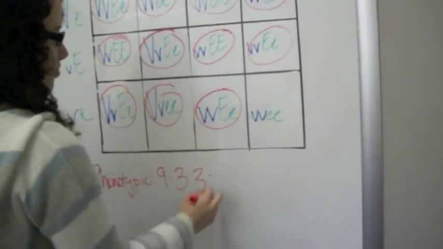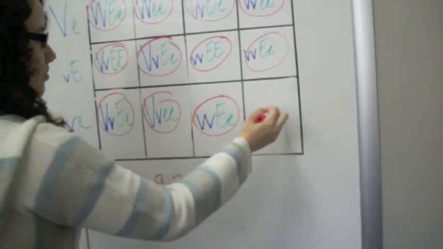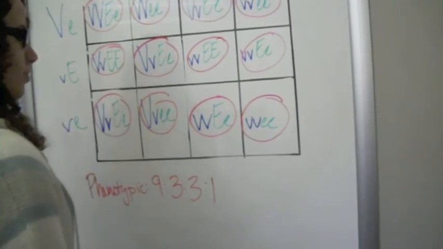Next, we're looking for vestigial and normal. We'll have 2 lowercase v's and capital E. Again, we have 3. And the last is your vestigial and ebony, giving us a phenotypic ratio of 9 to 3 to 3 to 1.